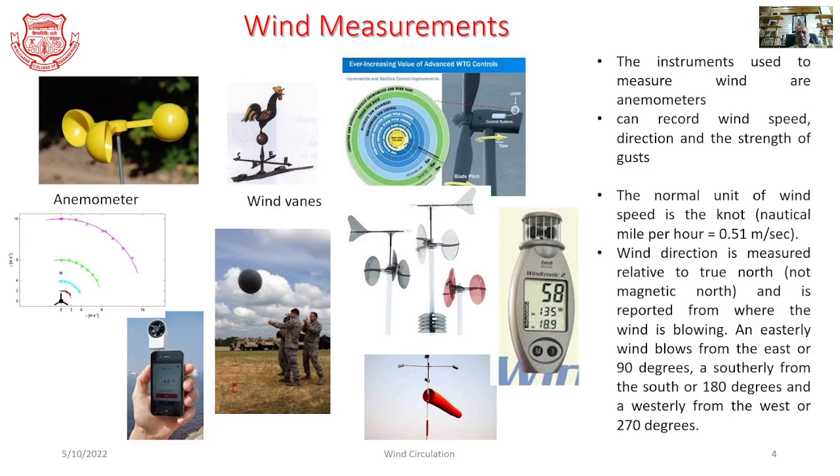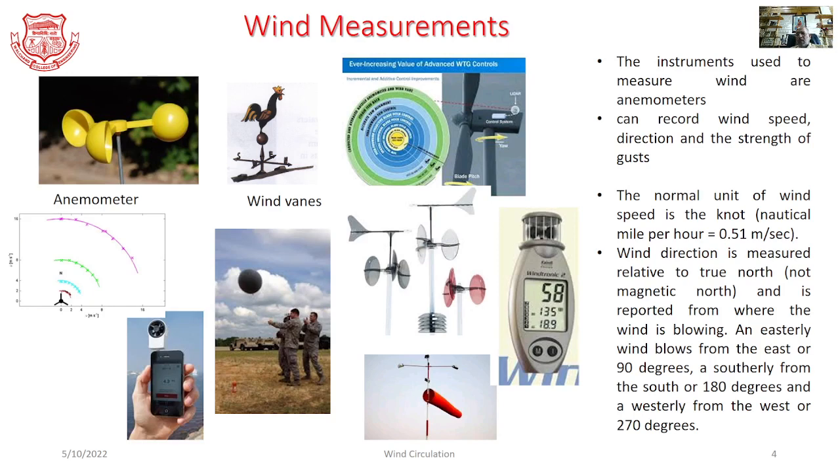So in order to maintain the uniformity, this wind direction is always measured relative to true north, which is indicated by the axis joining the true north pole and true south of the earth, and is not reported relative to the magnetic north, that is the magnetic north pole, which is given by a freely suspended magnetic needle.